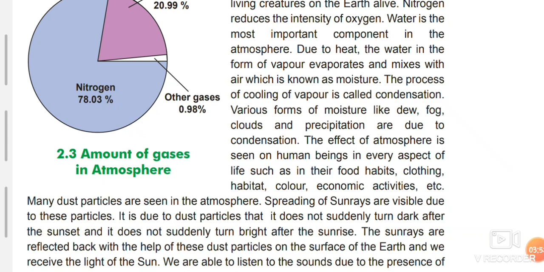Condensation. Various forms of moisture like dew, fog, cloud and precipitation are due to condensation. हमने देखा कि कभी कभी ड्यू होता है, फॉग्स होते हैं, क्लाउड इवन, ये सब किस चीज के पार्ट हैं? कंडेंसेशन के। The effect of atmosphere is seen on human beings in every aspect of life, such as their food habit, clothing habit, color, economic activities, etc. So atmosphere plays an important role, right?